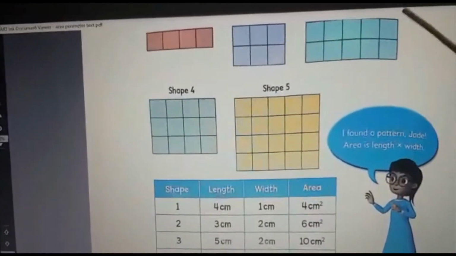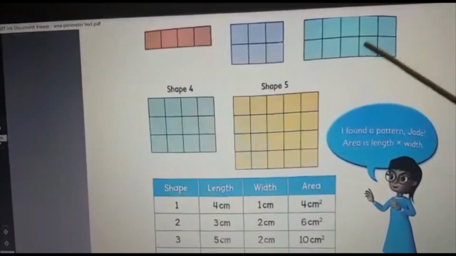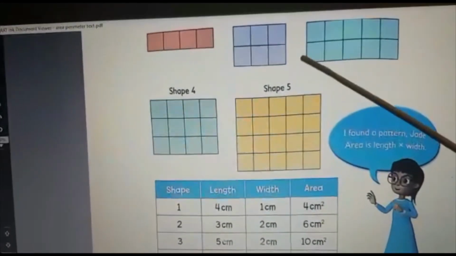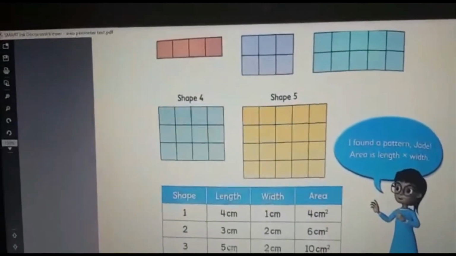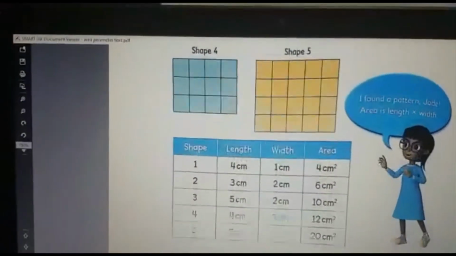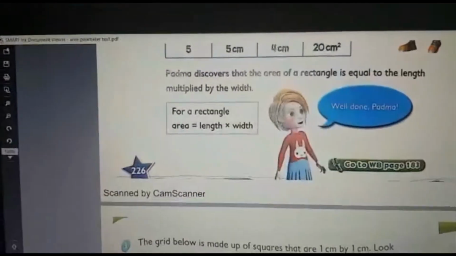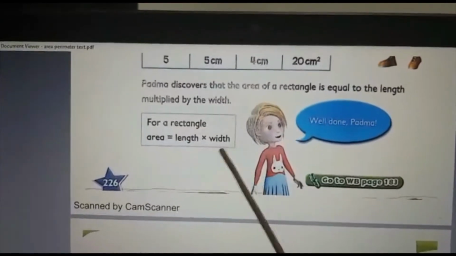So coming to this one, what is the area? What do you think? If you count 1, 2, 3, 4, 5, 6, 7, 8, 9, 10, just 10 centimeters square. Is it? Same. The length is given as 5 and width is given as 2 centimeters. So it is 10 centimeters square. So like that, you can go through all these. So what is this? The equation for the area of a rectangle, which we already discussed. It is length multiply width.